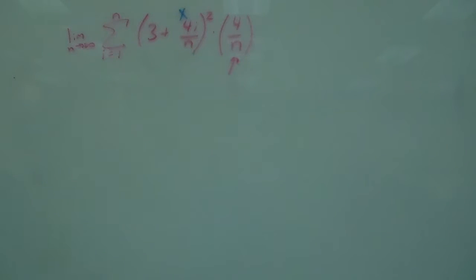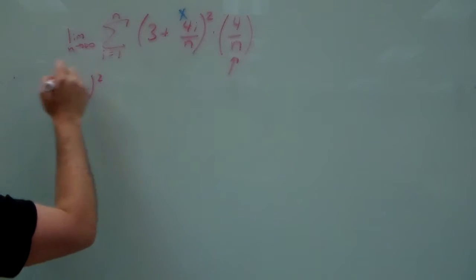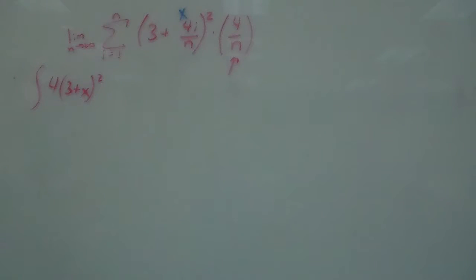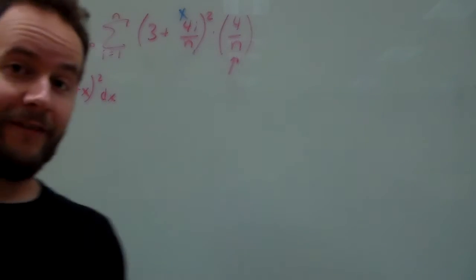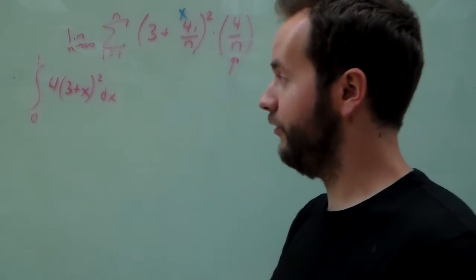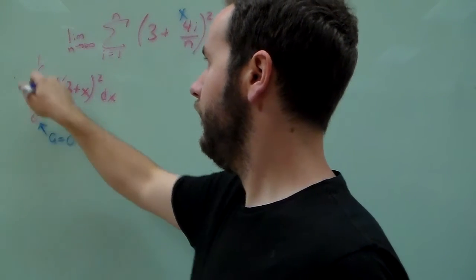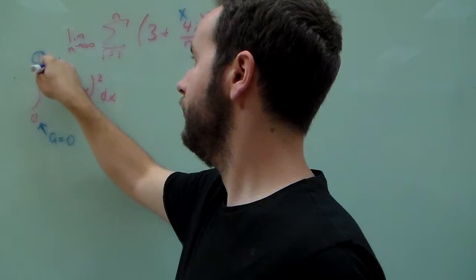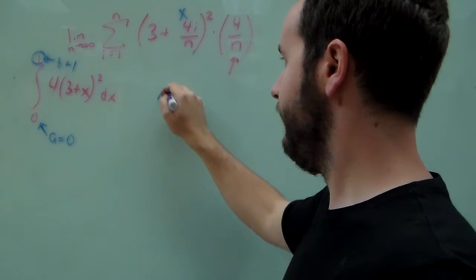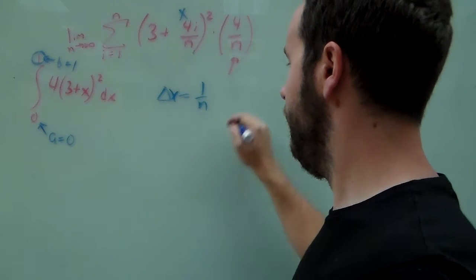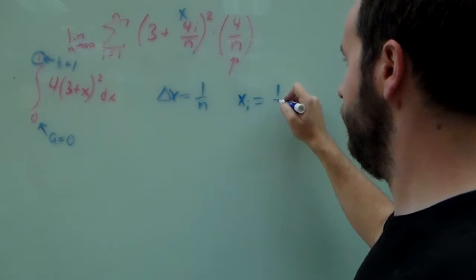Answer choice 2 says 4 times 3 plus x squared. And the integral goes there from 0 to 1. Okay, let's decipher and kind of dissect what their choices for a and b were. Here they let a be 0. Here they let b equal 1. With that in mind, delta x is 1 over n, and therefore xi would be i over n.